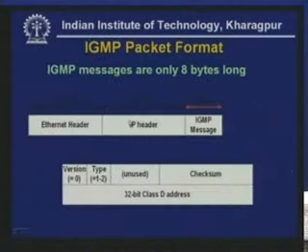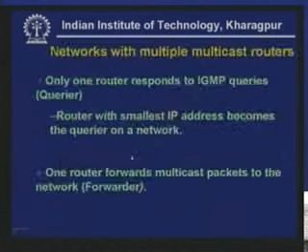So IGMP messages are only 8 bytes long. So you have the Ethernet header, IP header, and the IGMP message, which is version, type, and some part that is unused, and the checksum, and a 32-bit class D address.